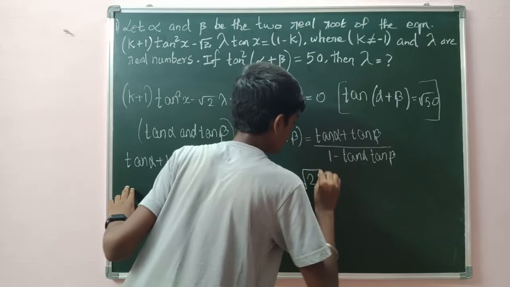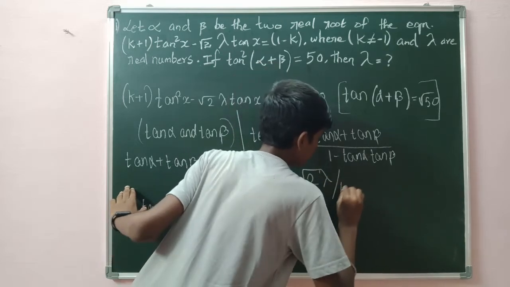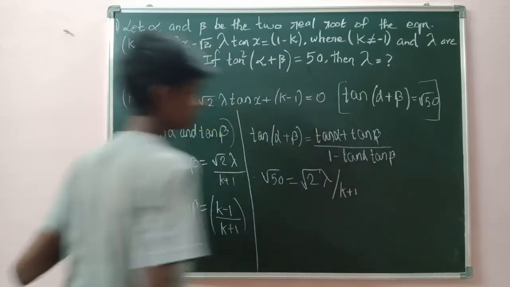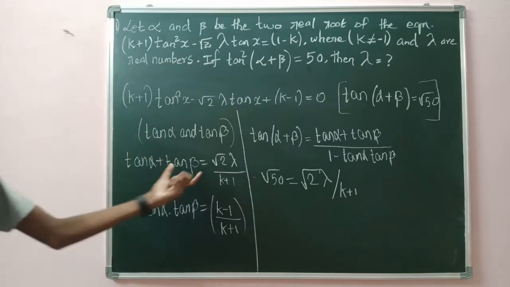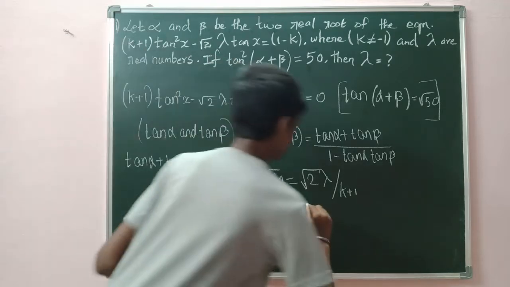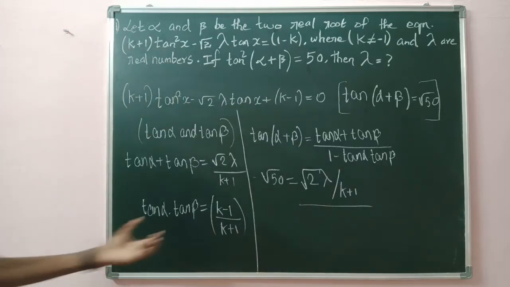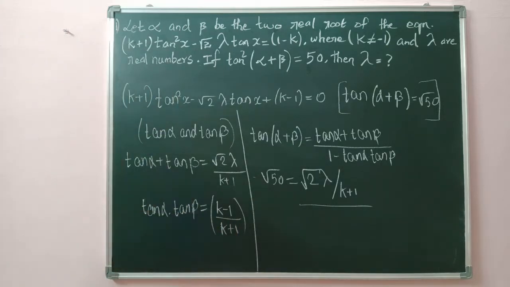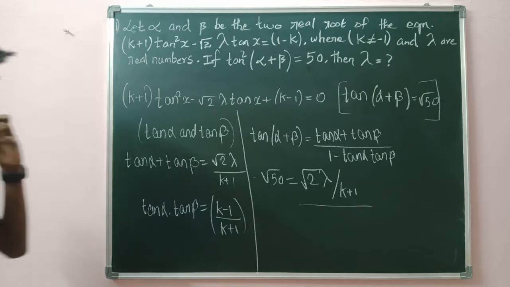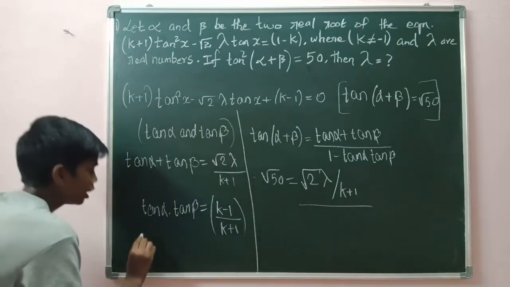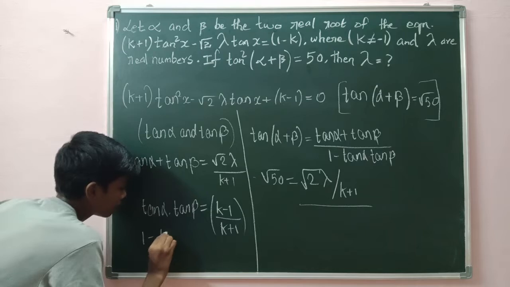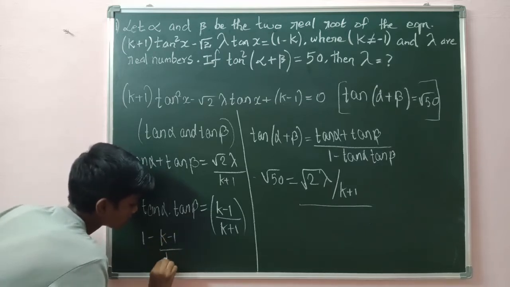So tan alpha plus tan beta is root 2 lambda by k plus 1. Correct? That is your tan alpha plus tan beta, just putting this expression. Then in the denominator I have 1 minus tan alpha into tan beta. If tan alpha into tan beta is k minus 1 by k plus 1, what will be 1 minus tan alpha into tan beta? That will be 1 minus k minus 1 by k plus 1.